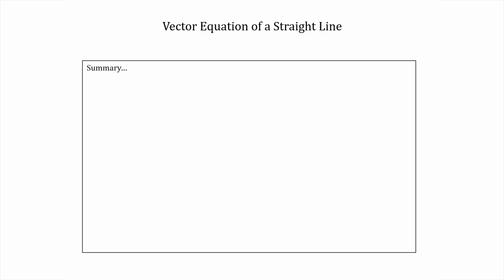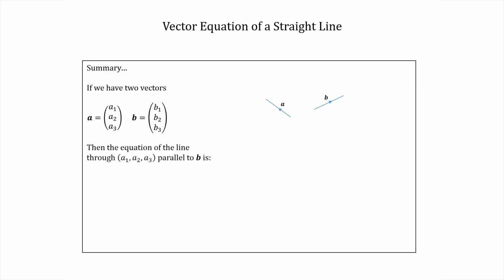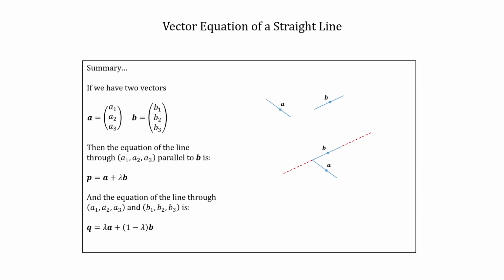Let's sum things up now. So, if we have two vectors, a and b, then the equation of the line p through the endpoint of a and parallel to b is p equals a plus lambda b. And the equation of the line q through the endpoints of a and b is q equals lambda a plus (1 minus lambda) b.